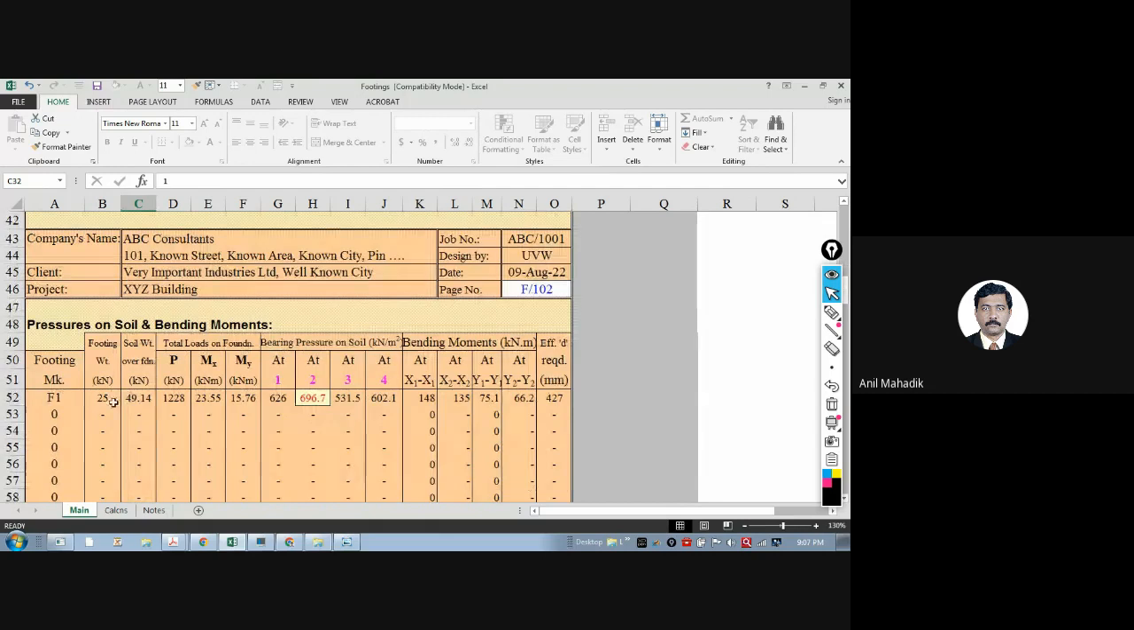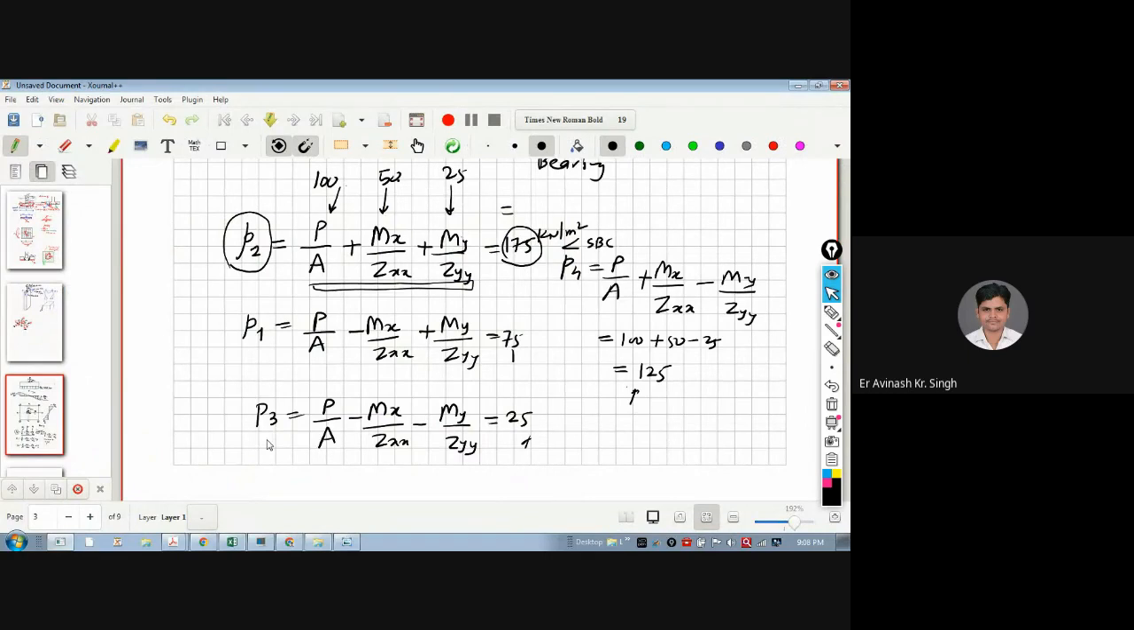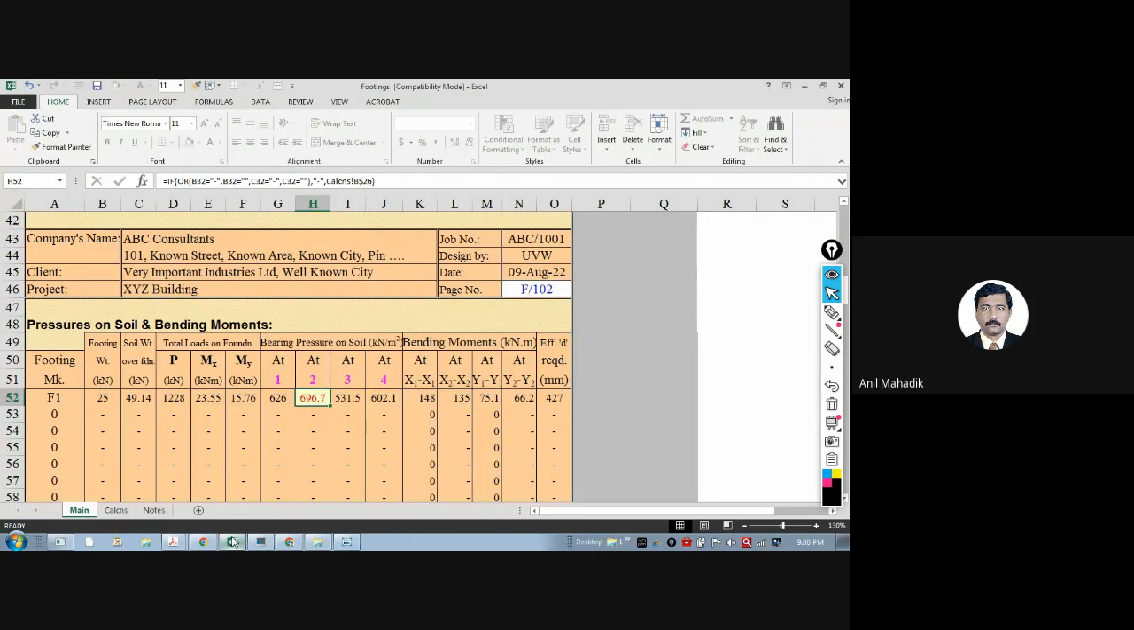Now once I go over here, you can see the point number 2 is having more pressure. How much is it? 696. Correct? Yes, sir. So definitely this will be more. We have already seen how it comes. And which one was less in our case? P3. P3 is 25. Here P3 is less, the lowest is P3, right? Yes, sir. So see, that is the philosophy. And how are we getting these numbers?